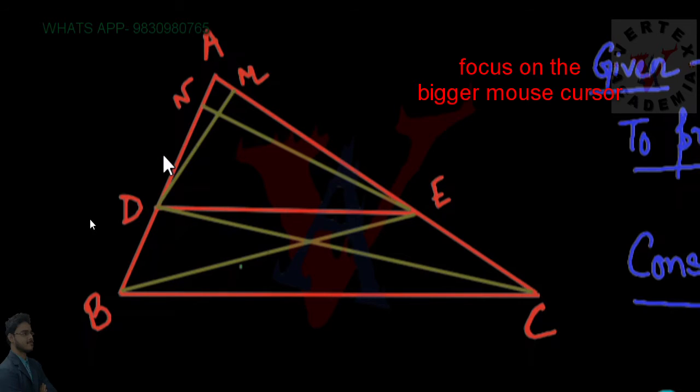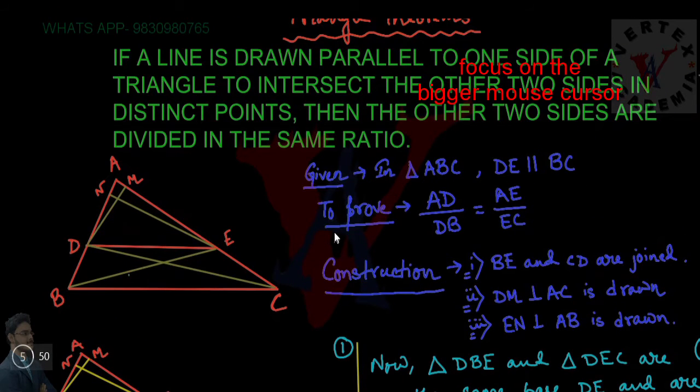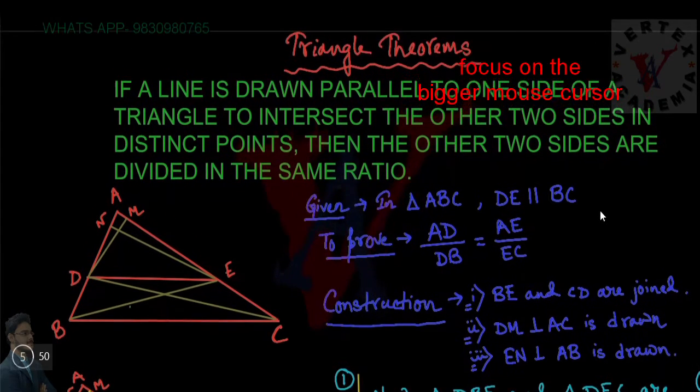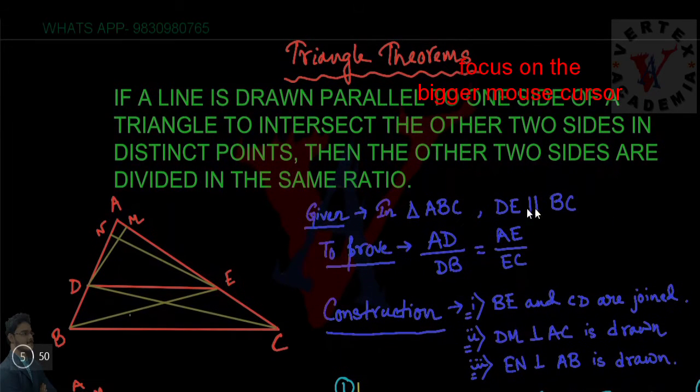So let us now zoom out and see again. Given that in triangle ABC, DE is parallel to BC, we have to prove that AD by DB is AE by EC. To prove this we need to do a bit of construction. The constructions we need here are that BE and CD are joined first.